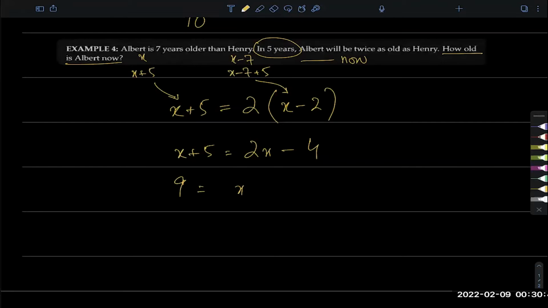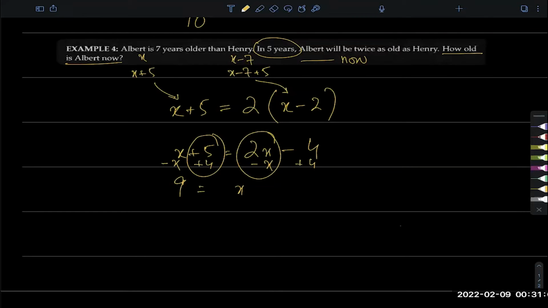Yes, sir. So how do you convert this? I'm sorry? How do you convert X plus 5 equals 2x minus 4 to 9 equals X? That last step, sir. Oh, it's really simple. I wanted to move X here, so I just subtracted X. And I wanted to move 4 here, so I just added 4. So this is 5 plus 4 and this is 2x minus X.